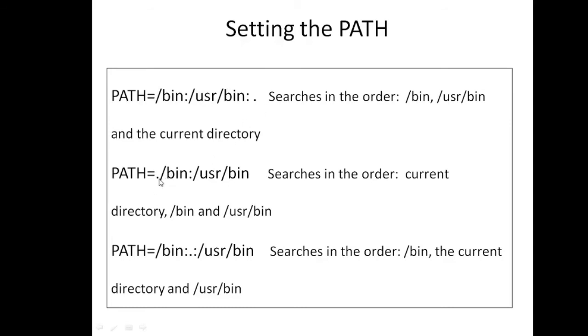Here you can see that .:/bin:/usr/bin means the command will be searched in the current directory's bin, that is the bin directory in the current directory, and then it will search the usr bin. Here you can see /bin:.:/usr/bin, which means it will be searched in bin, then in the current directory, and then in the usr bin directory. You can see that this path will always contain an absolute path.